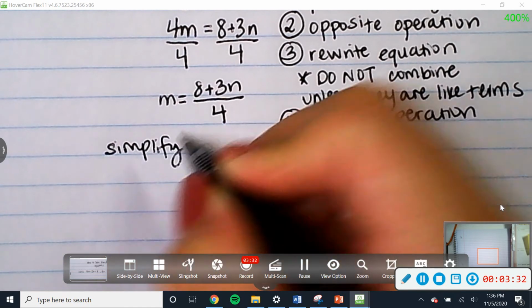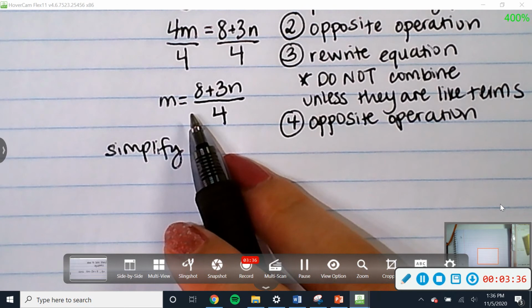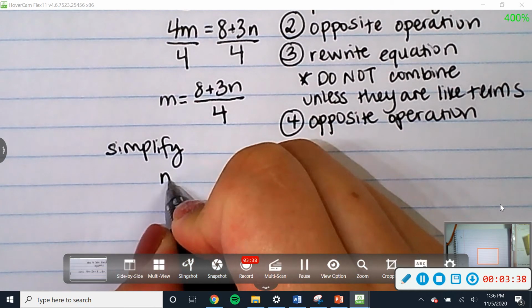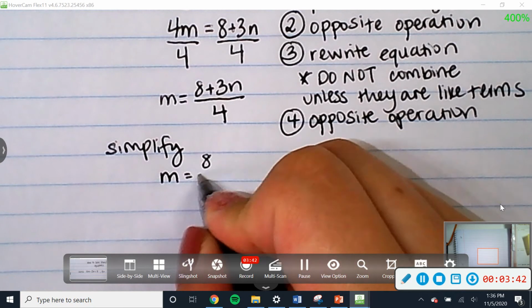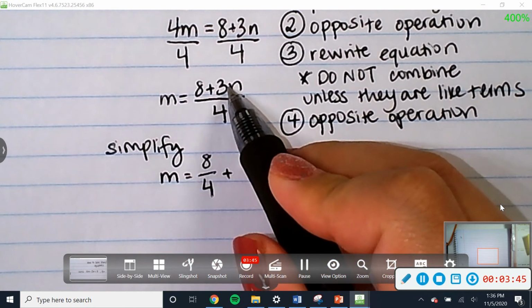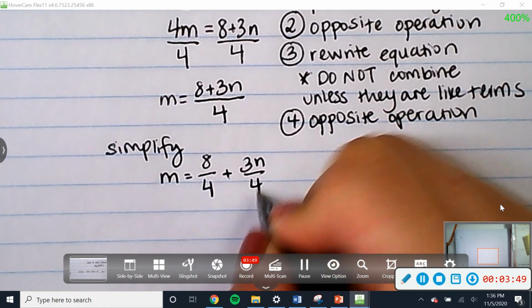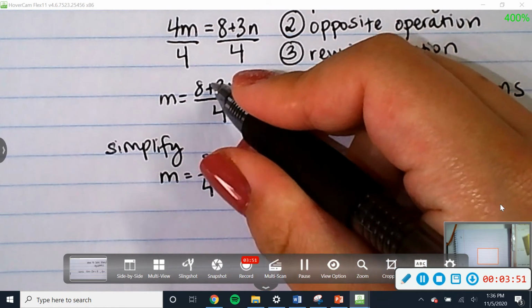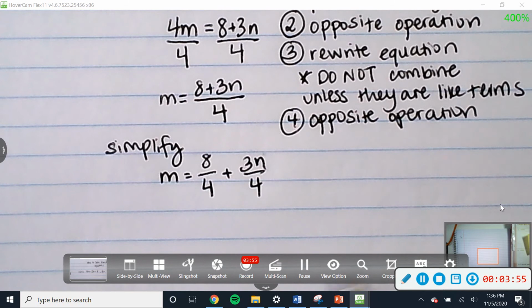So to simplify, the first thing that you have to do is you have to take this larger fraction and you need to break it up into two smaller fractions. So m is going to equal 8 over 4, which is going to be the first fraction, and then 3n over 4. I kept this plus sign here that was originally part of the expression, so make sure you keep any plus or minus signs the same.